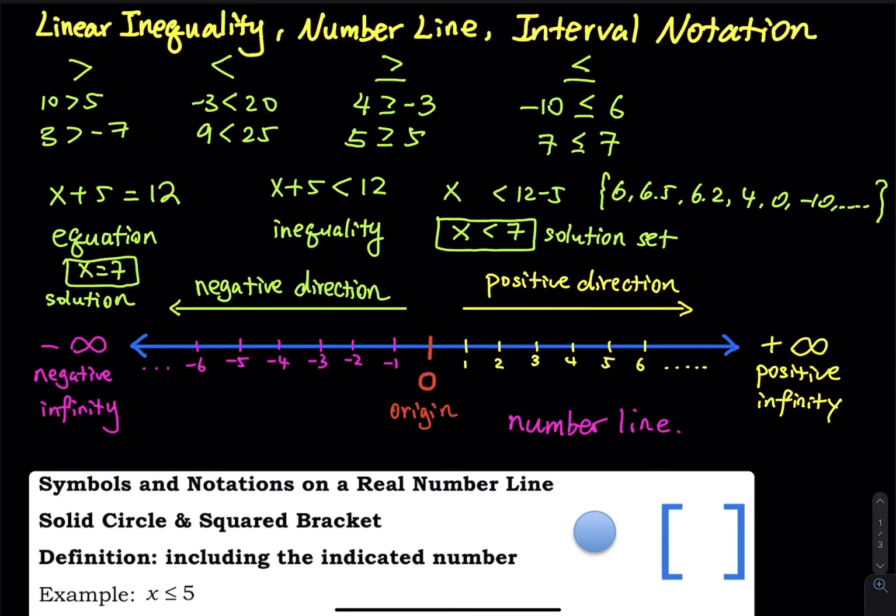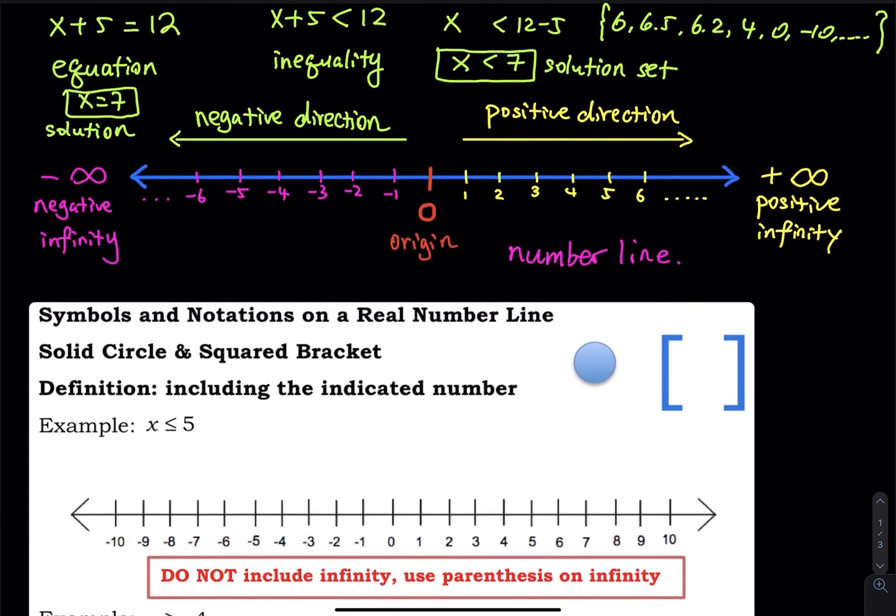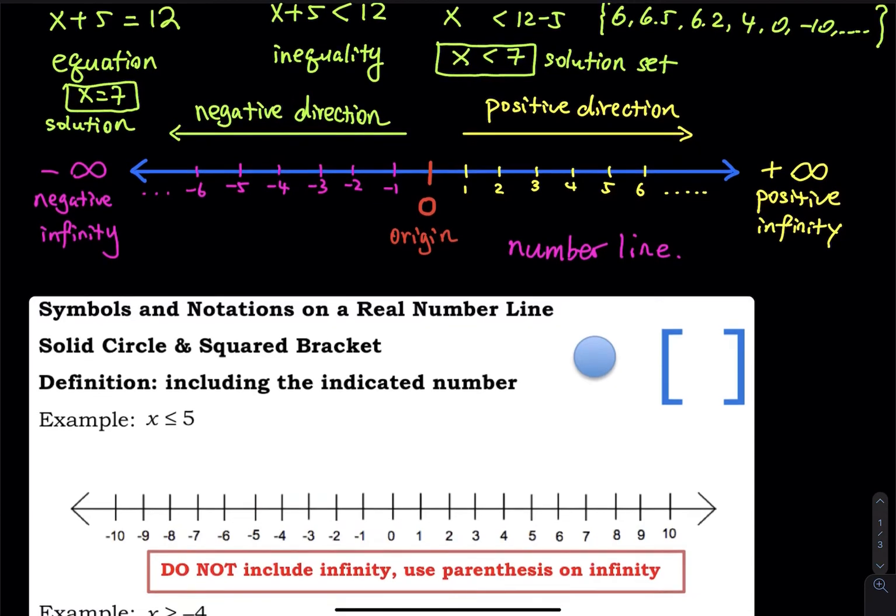And then how do we graph a solution set on the number line? How do we graph a solution set on a number line? First of all, I have to introduce a solid circle and a square bracket. What does that mean? That means including the indicated number. So let me try to graph x less than or equal to 5 on this number line. So x can be equal to 5. Therefore, I put a solid circle on 5.